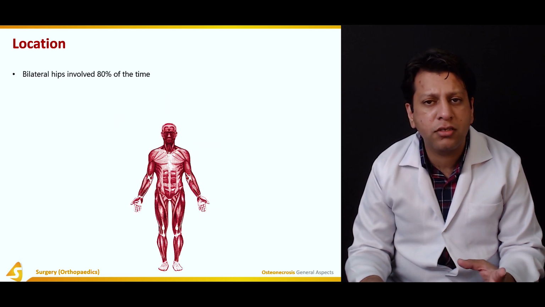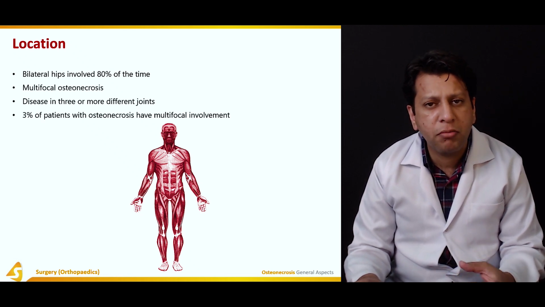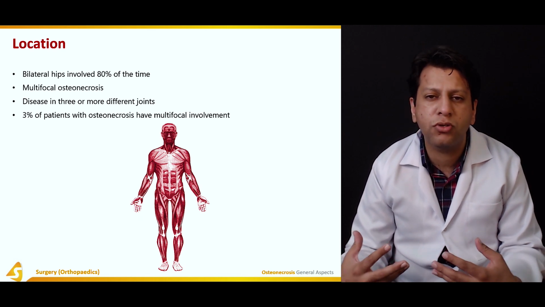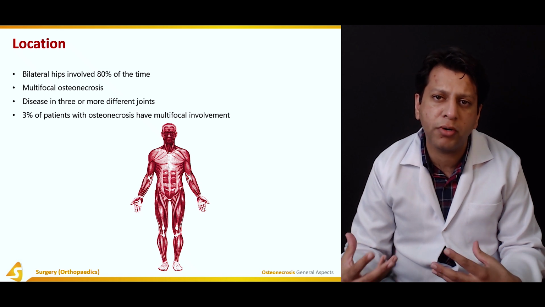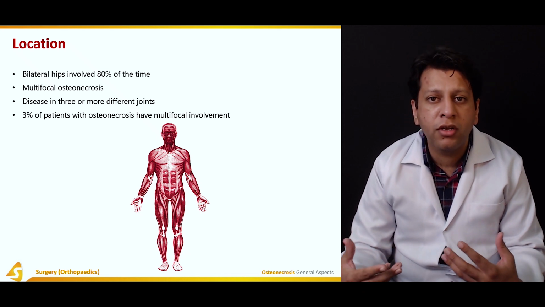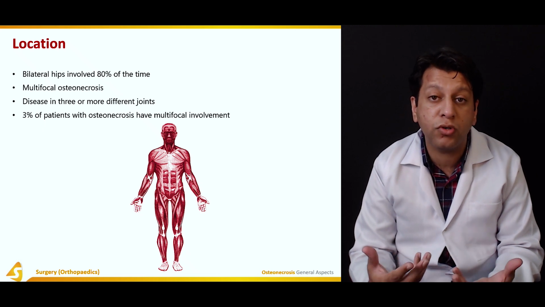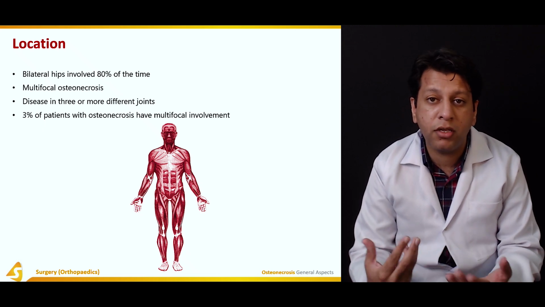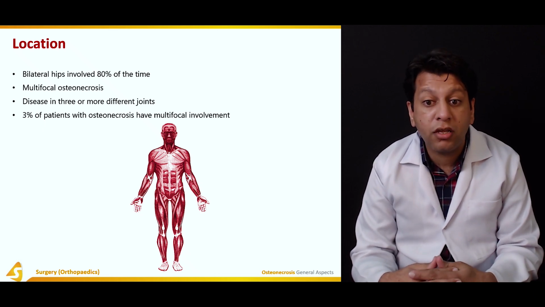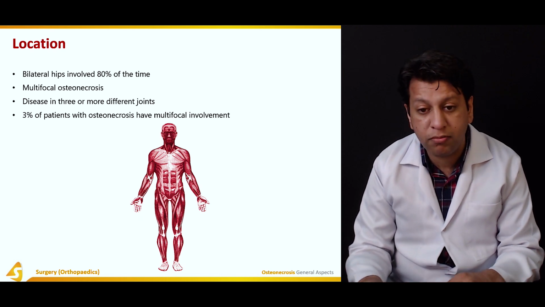Location, mostly it's the hip. The first and foremost is AVN of the hip. Then it could also be multifocal, which means more than one joint may be involved. But this is usually not the case in traumatic causes and non-traumatic causes, for example, sickle cell disease, Gaucher's disease, and other thrombotic disorders. This could be multifocal osteonecrosis. There may be more than one joint involved. There may be the hip, the knee, the humerus as well, or the scaphoid. Disease in 3 or more different joints, and 3% of the patients with osteonecrosis have multifocal involvement.